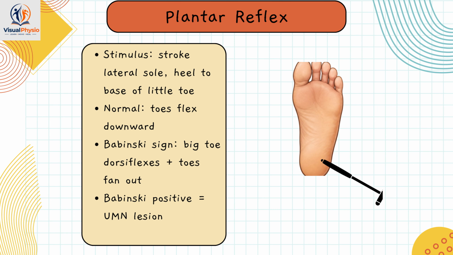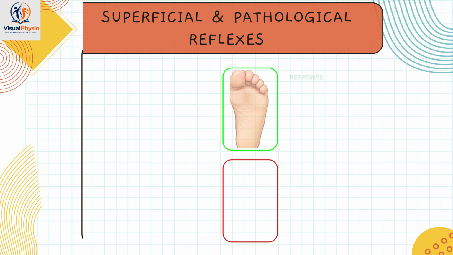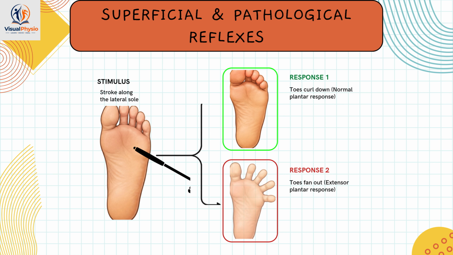The plantar reflex is a classical exam favorite, where the stimulus is given by stroking the lateral sole of the foot from the heel towards the base of the great toe. Normal response: the toe flexes downwards. But if the big toe dorsiflexes and the other toes fan out instead, that's your positive Babinski sign. And a positive Babinski points straight to an upper motor neuron lesion.